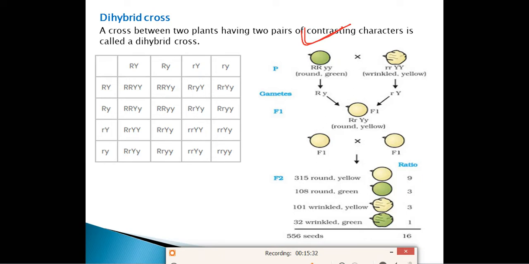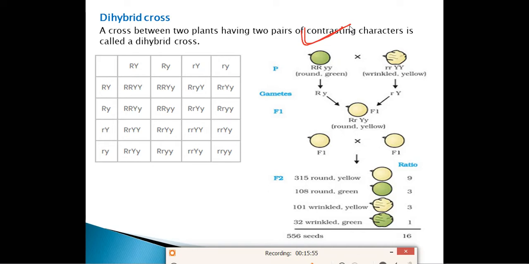So these are the seed characters. This is the parental generation, in which the color of the seed is yellow and it is round in shape, and in this one the color of the seed is green and it is wrinkled in shape. The gametes which will come from the first are only one capital R and capital Y, and from the other, small r and small y will come.